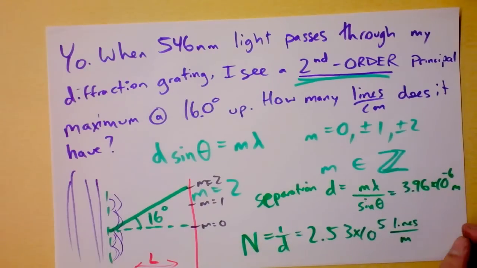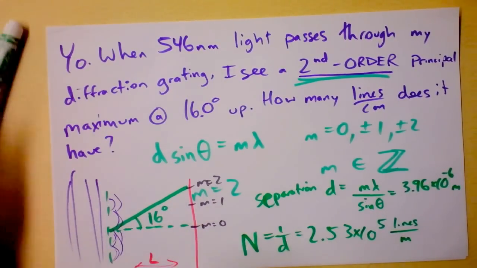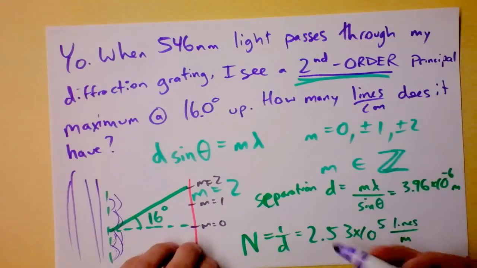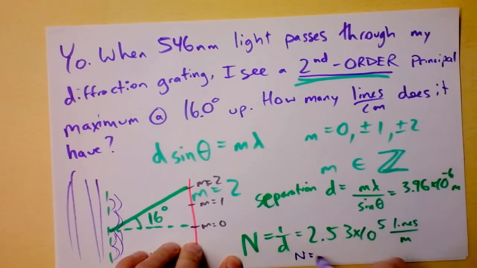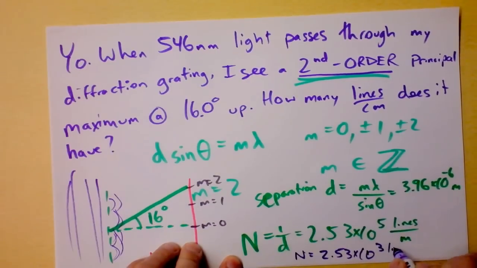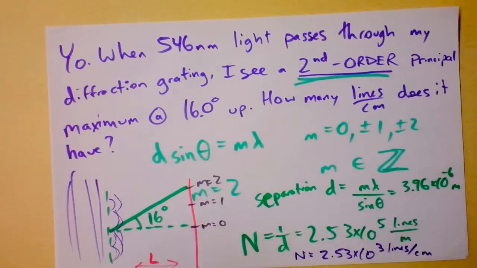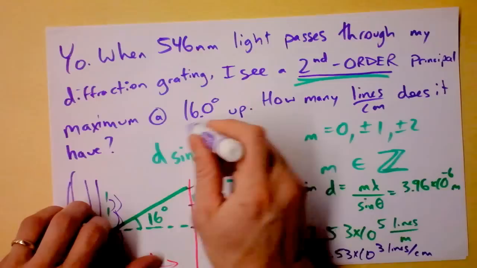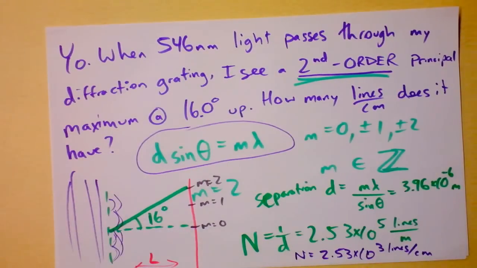That wasn't what they were asking. They were asking for lines per centimeter. So do we expect more or fewer lines per centimeter than lines per meter? Well, think about that. Okay, I'm going to write it in new units: N is 2.53 times 10 to the third lines per centimeter. All right, that's the problem, nothing to it. You can handle all these diffraction grating problems because they are really simply diffraction problems, just with a much simpler kind of diffraction.